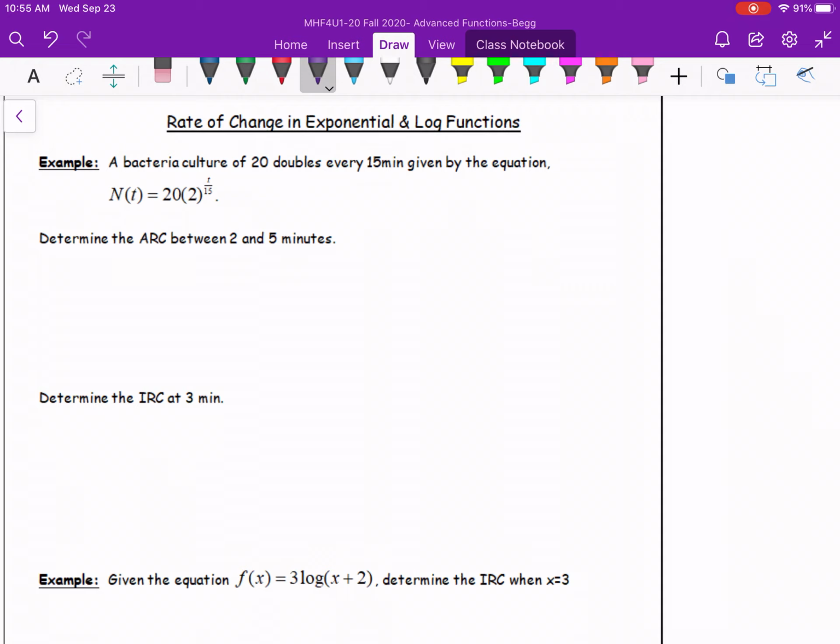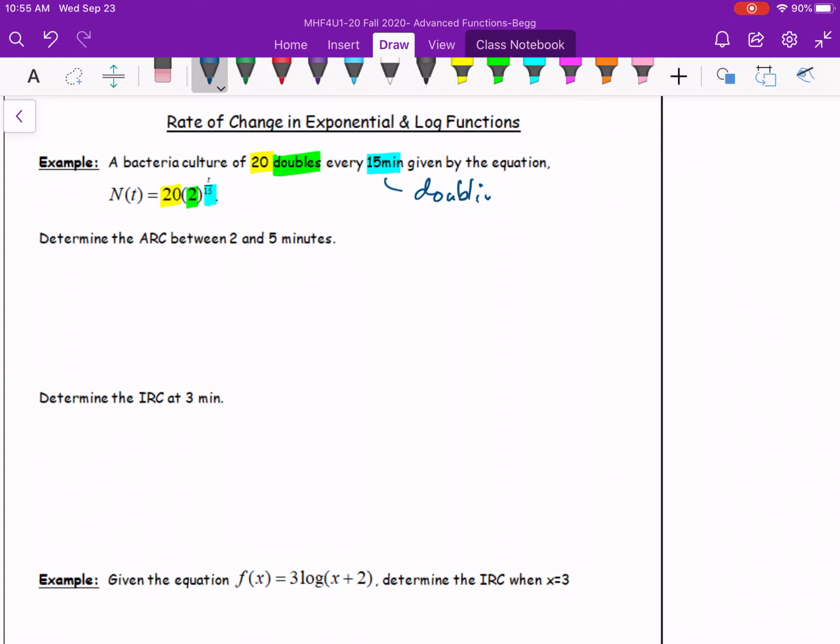So here's an example. A bacteria culture of 20 doubles every 15 minutes, given by the equation N of t equals 20 times 2 to the exponent t over 15. So N would be the number of bacteria, t is time in minutes. So the 20 is our initial value. The doubling tells us our growth rate, which is the base of our exponent. The 15 minutes is our doubling time.